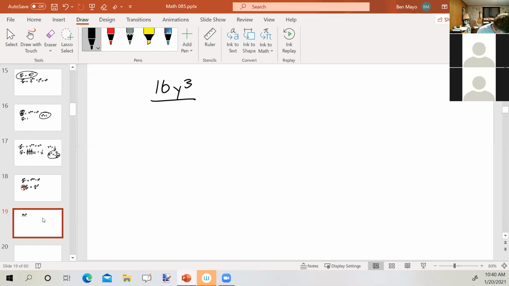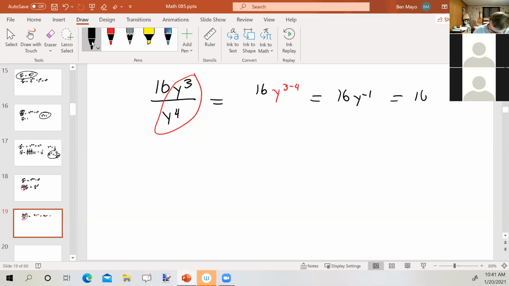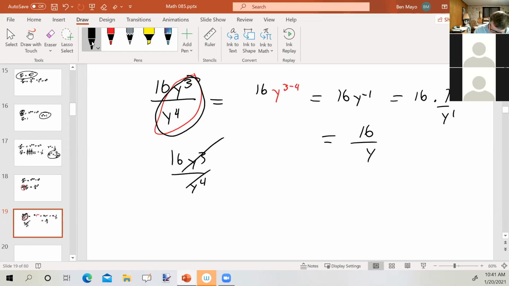16y cubed over y to the fourth power. Well, in the numerator, I'm going to get 16, and then this would be y to the 3 minus 4 power. So that would be 16y to the negative 1 power, would be 16 times 1 over y to the positive 1 power, which is 16 over y. In other words, you're going to get rid of 3 factors of y in the numerator and 3 factors of y in the denominator. So you're going to have 1 factor of y left in the denominator.